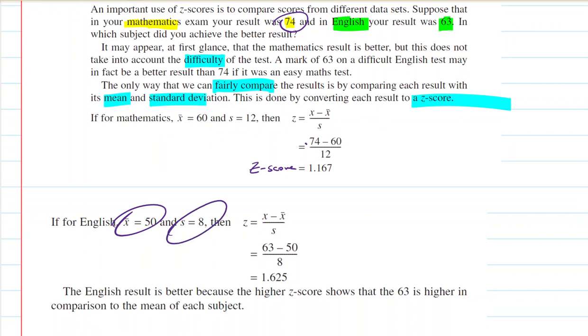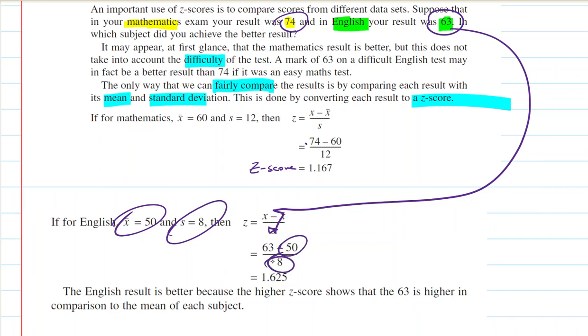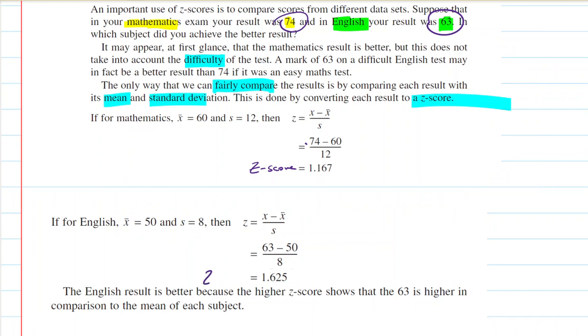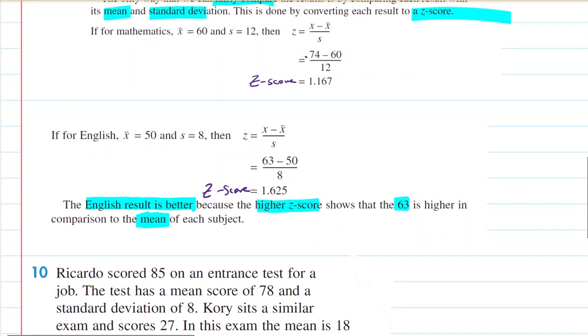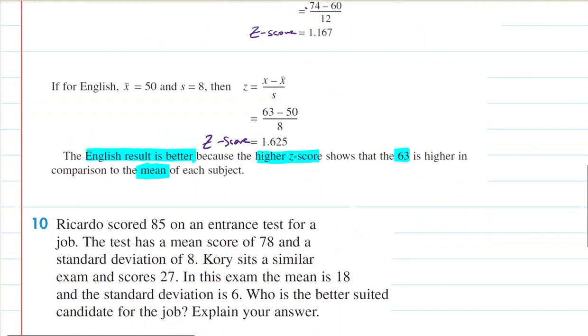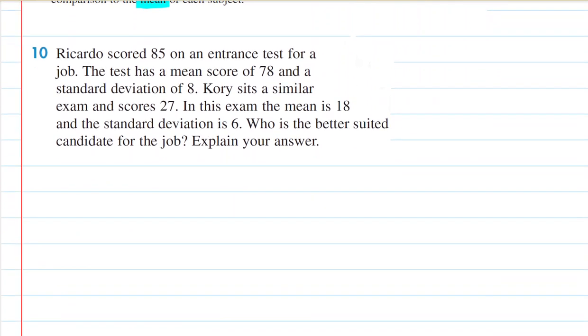Now we do the same thing for English. We have the average they've given us and the standard deviation. We plug in that 63, subtract the average, divide by the standard deviation, and what we get is a z-score of 1.625. The English result in this case is better, because the higher z-score shows that 63 is higher in comparison to the mean for English. I hope this makes sense. I will do an example over here now.